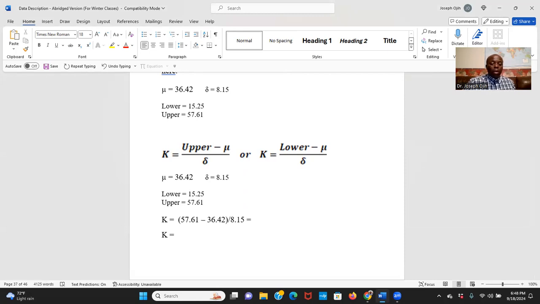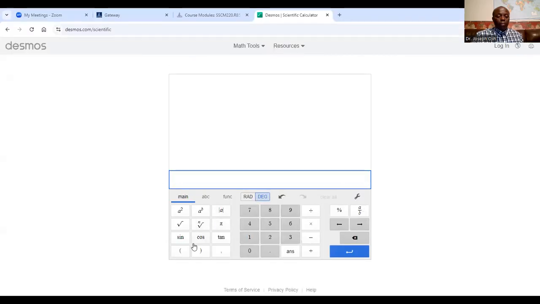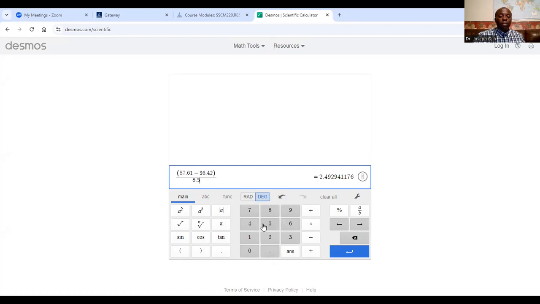Let's put this on the calculator. 57.61 minus 36.42, divided by 8.15, gives me 2.6. So I'm going to put 2.6 over there.